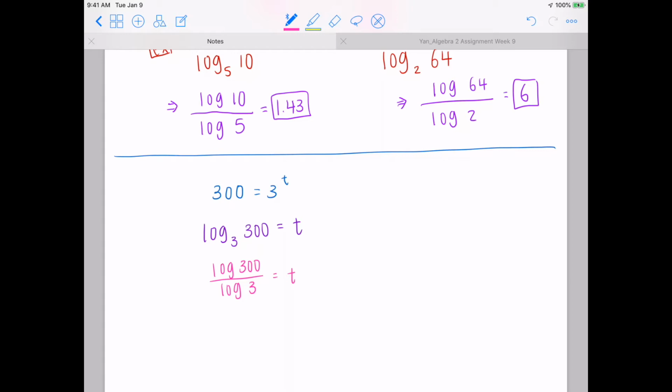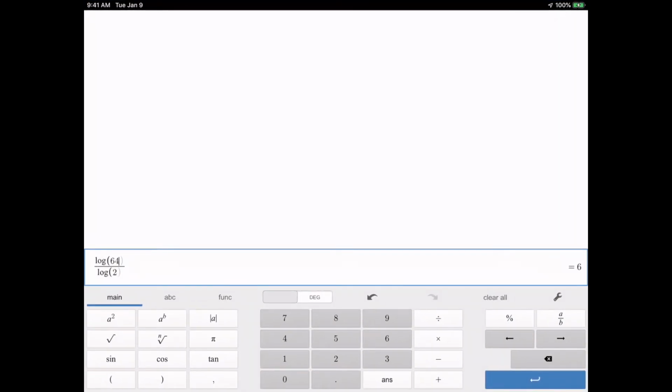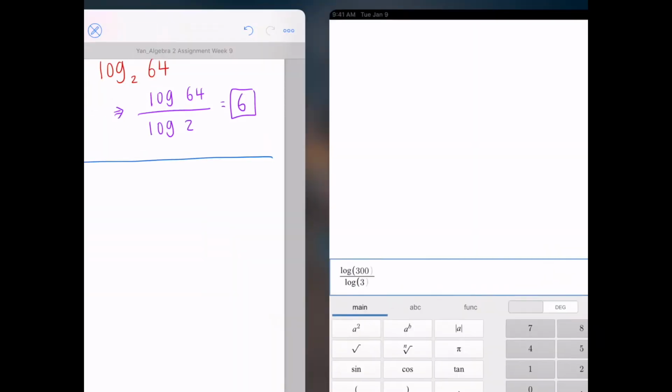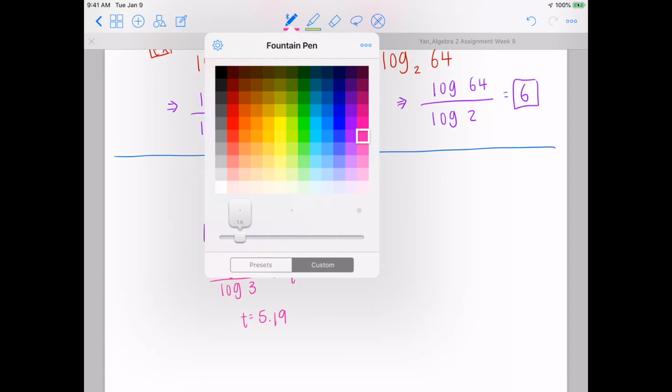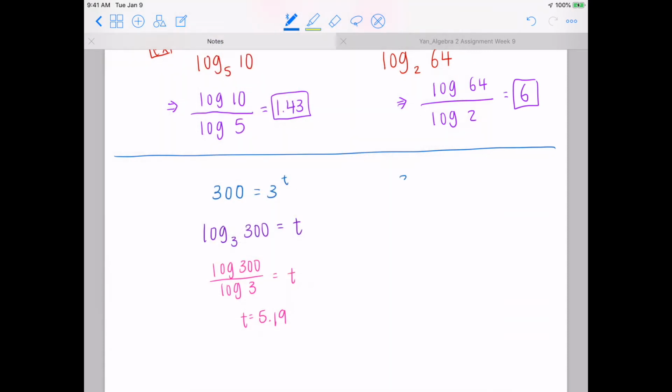Okay, so let's go to the calculator and see what this equals. 300 divided by log 3 gives 5.19. So t equals 5.19. Okay, let me show you another way with the same question, and we're still going to get the same answer. So I'm going to put 300 equals 3 to the t, and this is method 1, and this is method 2. Then you can decide which one you like better.